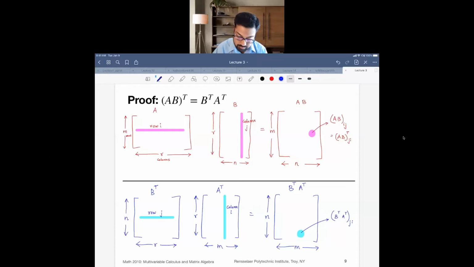Row i and column i, A and A transpose. When you transpose a matrix, row 1 becomes column 1, row 2 becomes column 2. So row i becomes column i. So row i in A should be exactly the same as column i in A transpose. And similarly, column j in B will be the same as row j in B transpose. This will match this.